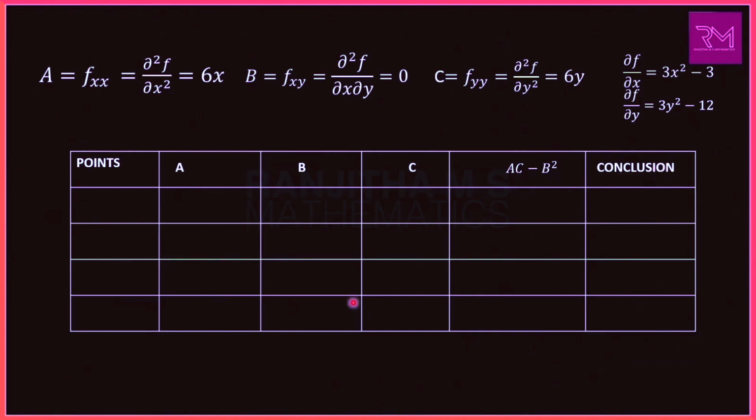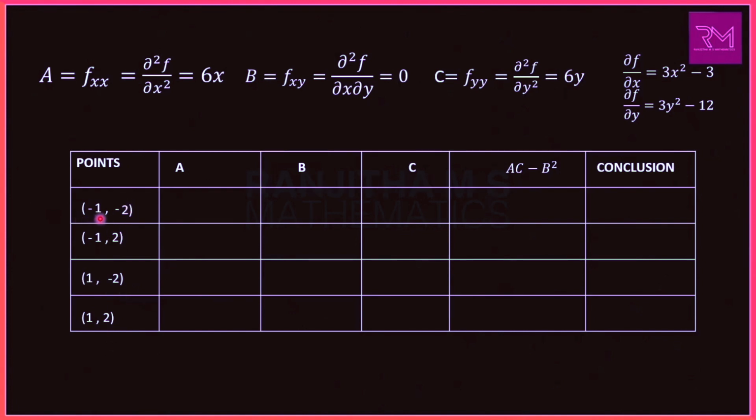If we construct this table, we can easily find the maximum value, minimum value, or whether it is a saddle point or not. Here, the points of intersection are (-1, -2), (-1, 2), (1, -2), and (1, 2). We can exchange the columns also.